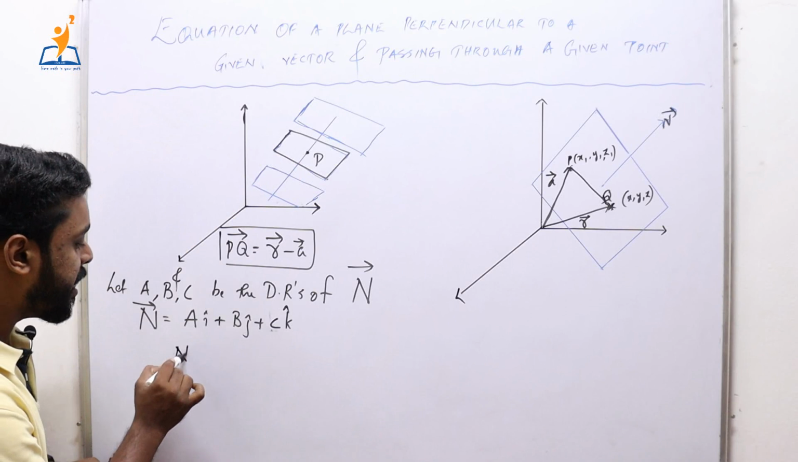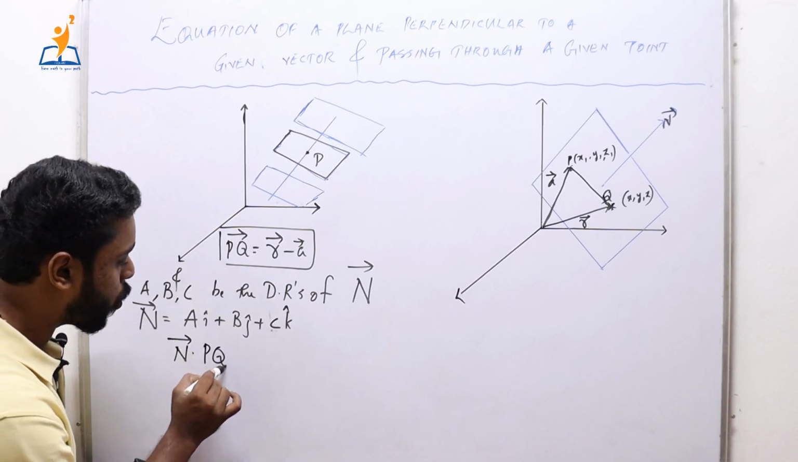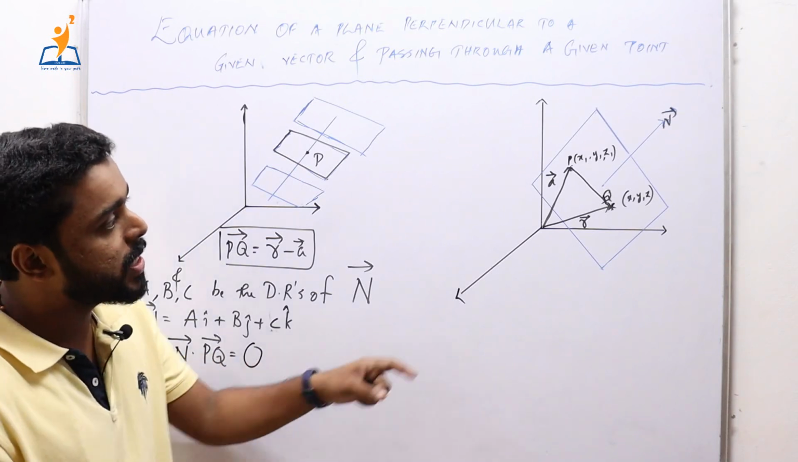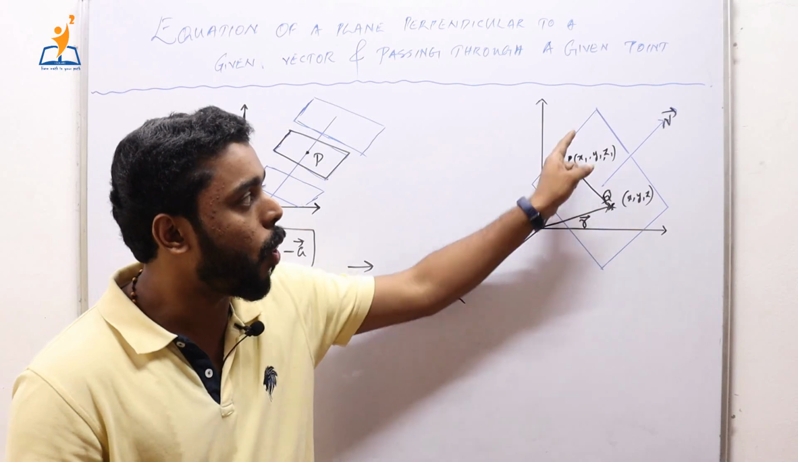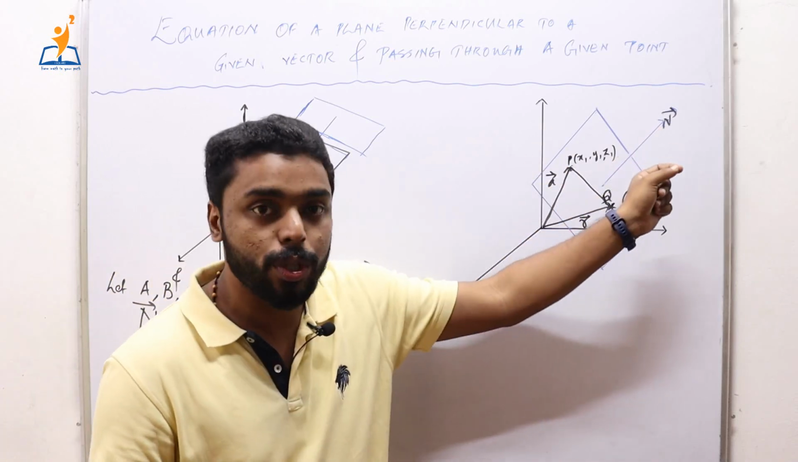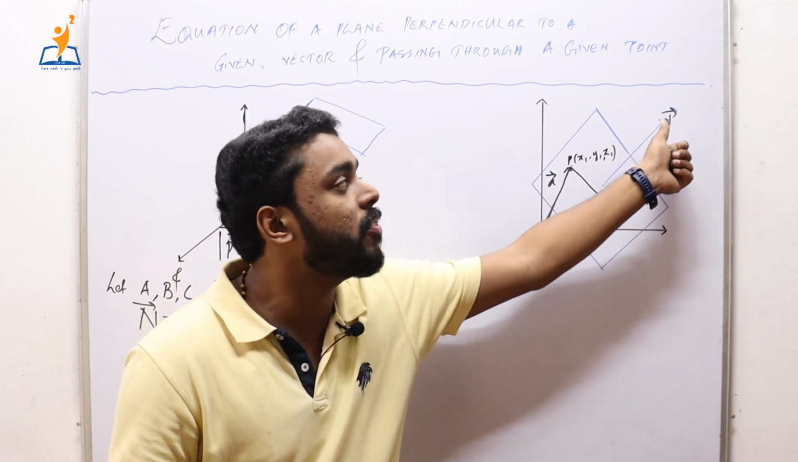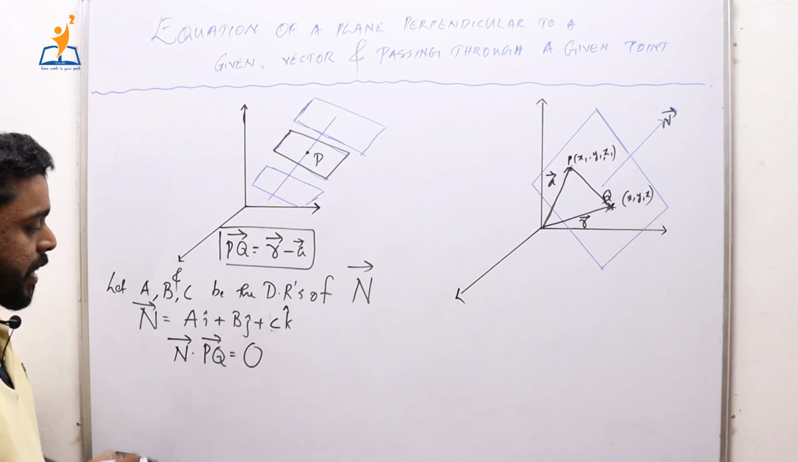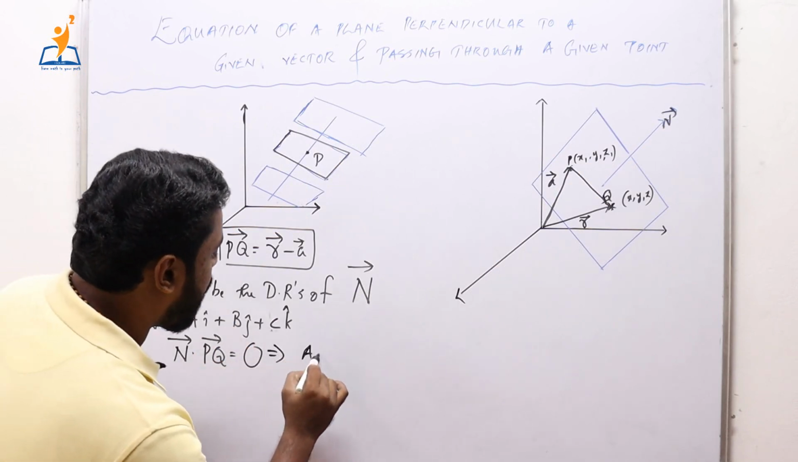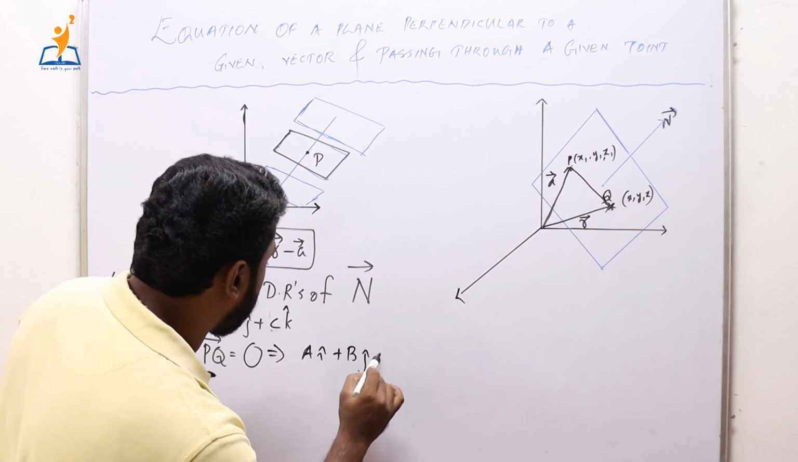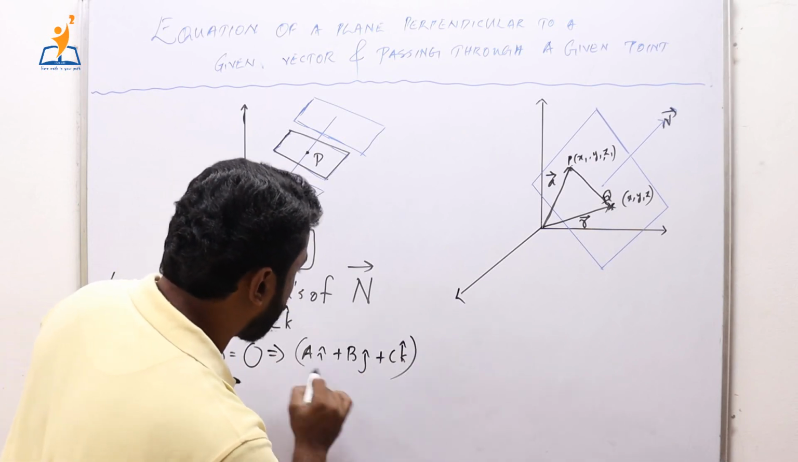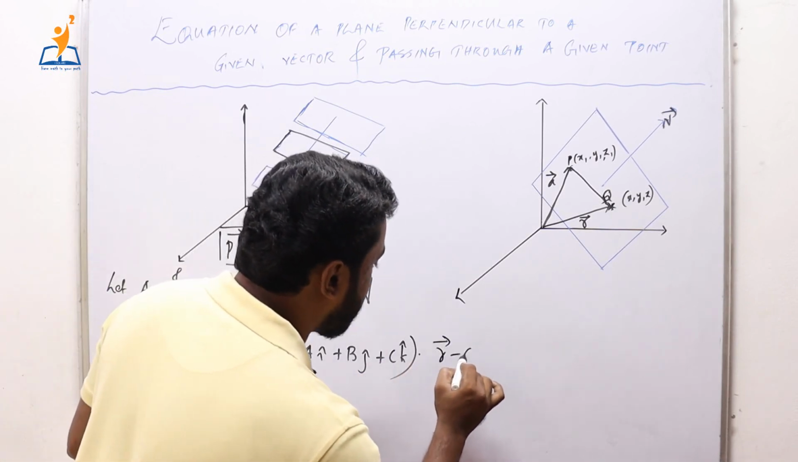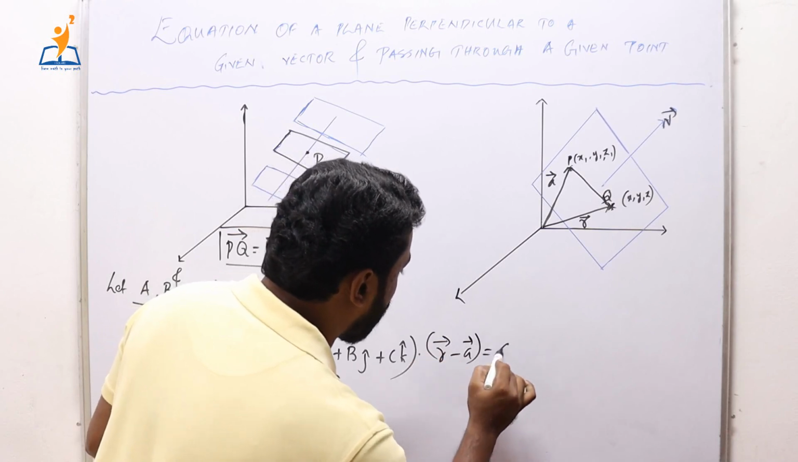Therefore, we have n dot PQ must be equal to 0, because PQ is a line on the plane and n is a vector perpendicular to the plane, which means that this vector and n will be perpendicular and the dot product will be equal to 0. So we have this. That means A i cap plus B j cap plus C k cap dot, what is PQ? PQ is nothing but vector r minus vector a, is equal to 0.